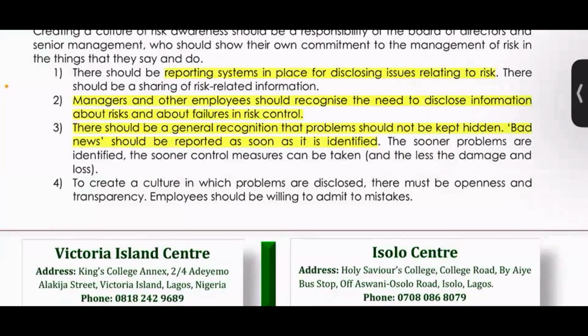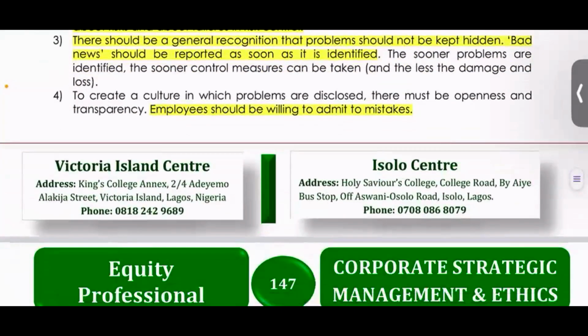Then we have to create a culture in which problems are disclosed. There must be openness and transparency. Employees should be willing to admit mistakes. There are sometimes things that you'll have made a mistake on, and instead of just coming clean to say, okay, this is what happened, because you know that you will be blamed, because everybody will say, no, this is how you're supposed to do it, you go into your shell. And then in the end, that mistake materializes into a full-blown effect, which can be bad for the company itself.